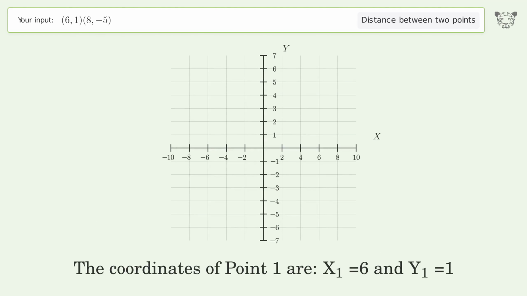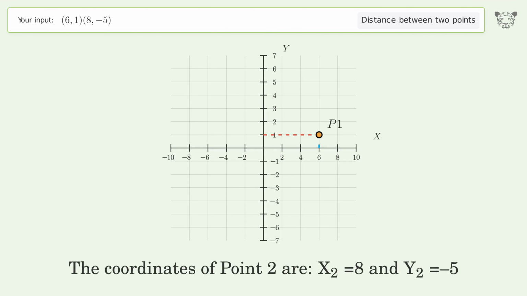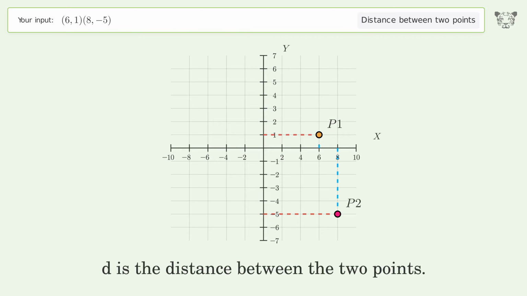The coordinates of point 1 are x1 equals 6 and y1 equals 1. The coordinates of point 2 are x2 equals 8 and y2 equals -5. D is the distance between the 2 points.